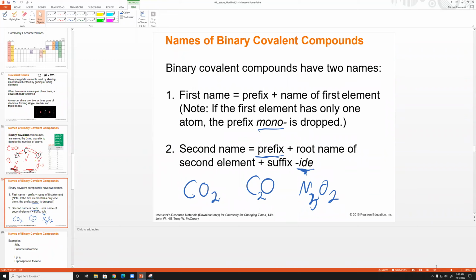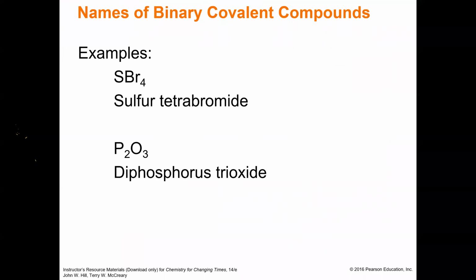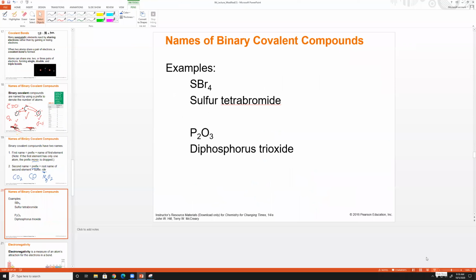So let's do some examples. Oh, their answers are there for you. Okay, cool. We'll do a couple more. So SBr4. There's 1 of the first element, so you write sulfur, and there's 4 of the second one, so you write tetrabromide. P2O3, diphosphorus trioxide. So you're just writing as many as there are. It's kind of straightforward, not really much to explain there.